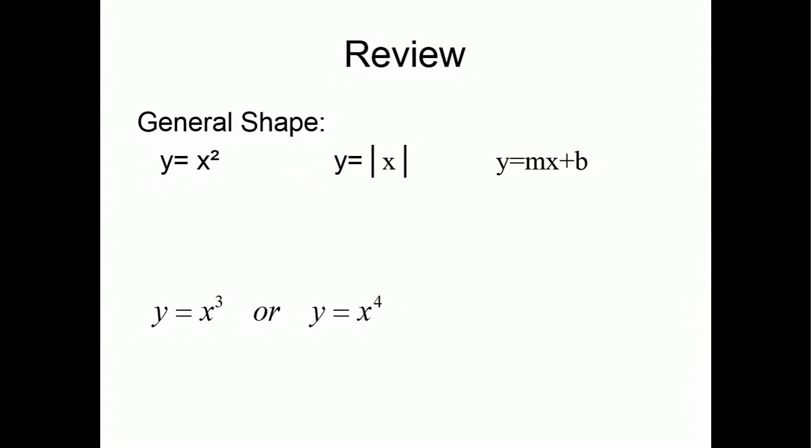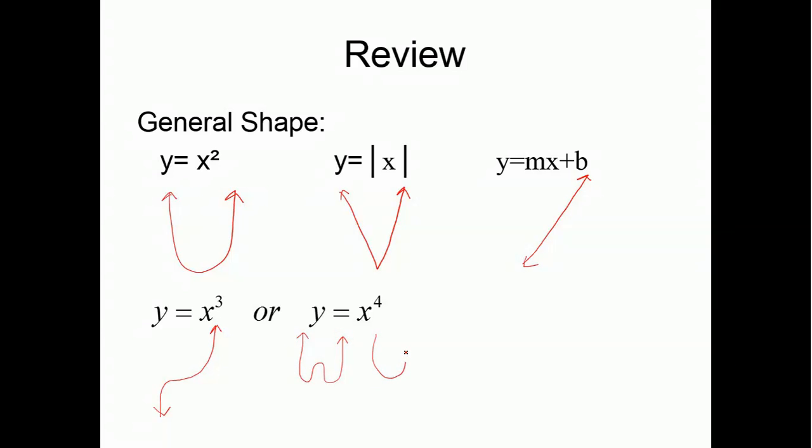So let's review the general shapes of what we've already learned this year. So y equals x squared, remember that was our parabola shape. Absolute value had a V shape to it, with points on both sides. Y equals mx plus b was a straight line. Y equals x cubed was not a line, more like a sideways S, remember? And then y equals x to the fourth did either a loop-de-loop, kind of like a W, or just a normal parabola, depending on what our other terms were.